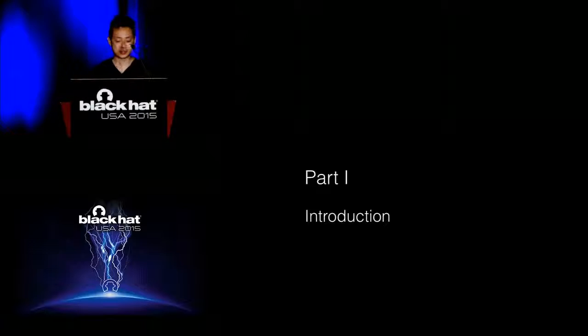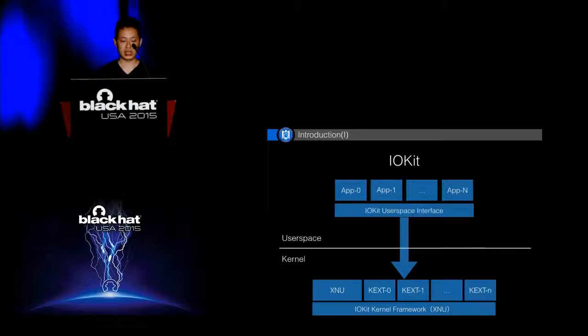Now the introduction. In iOS, IOKit is the bridge to connect user space and kernel. And also IOKit is the foundation to construct and link a kernel extension. So the information extraction of IOKit in kernel extensions is crucial to fuzz IOKit in iOS.